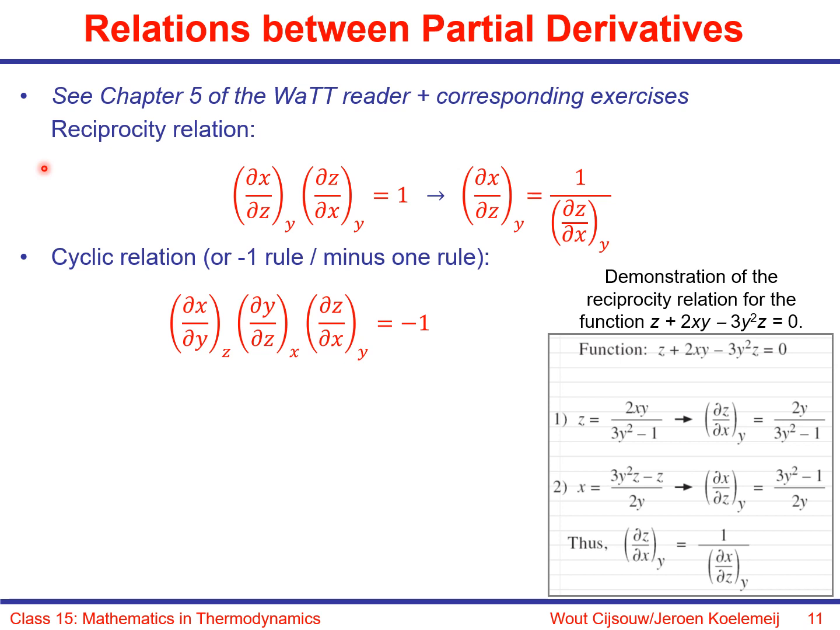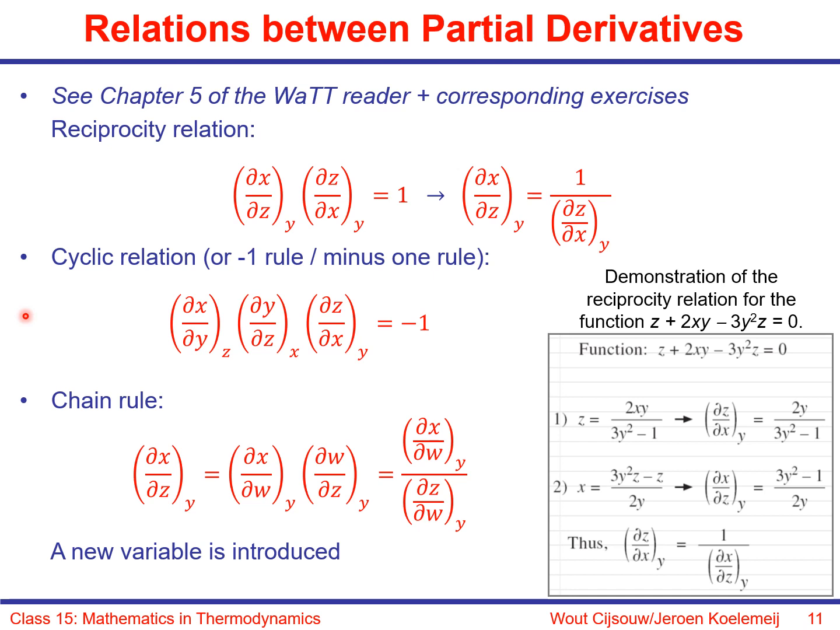There's also another relation which is called the cyclic relation, or the -1 rule, which says that if you have a partial derivative dx dy, if you multiply that with dy dz and multiply that with dz dx, then you end up with something that's -1. And note also these variables that are being held constant here.